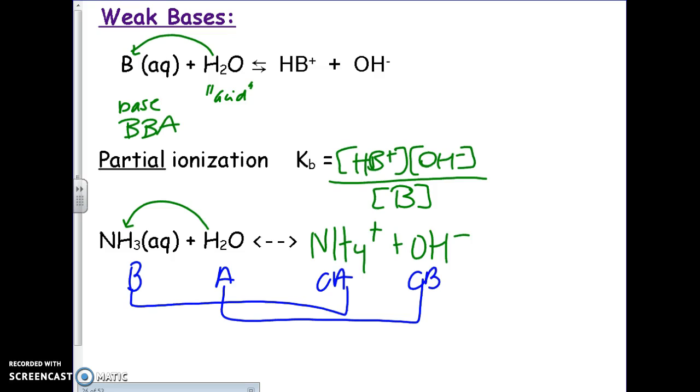And you remember how those work. They are opposites because in the reverse direction, the ammonium would act as the acid and the hydroxide would act as the base in terms of donor and acceptor.